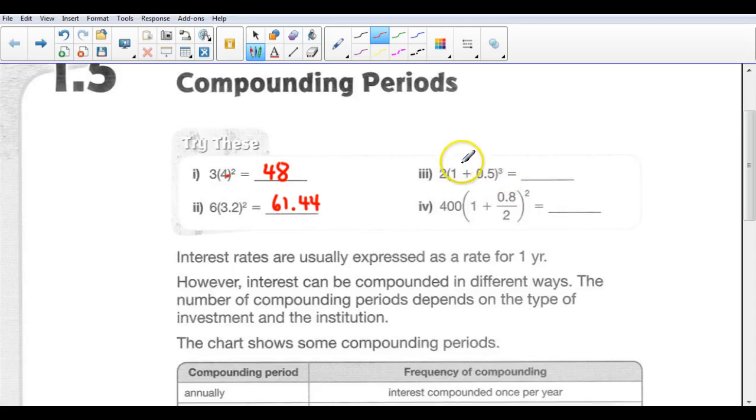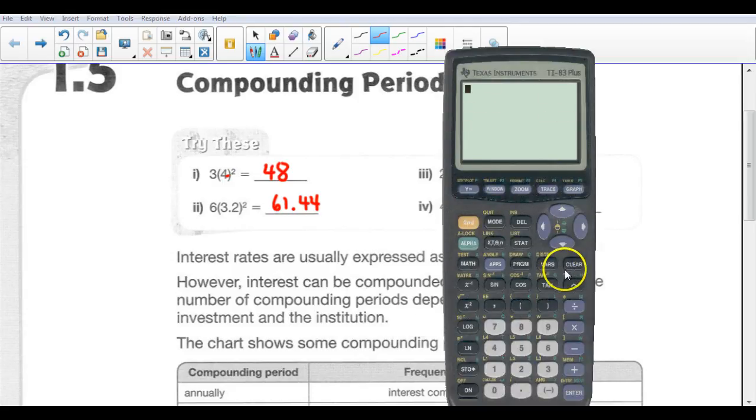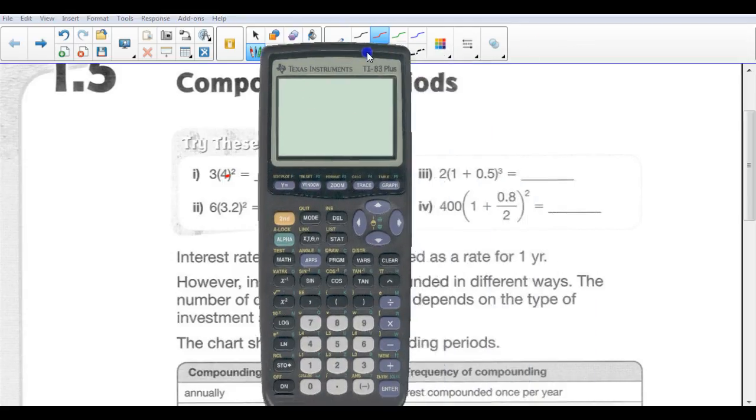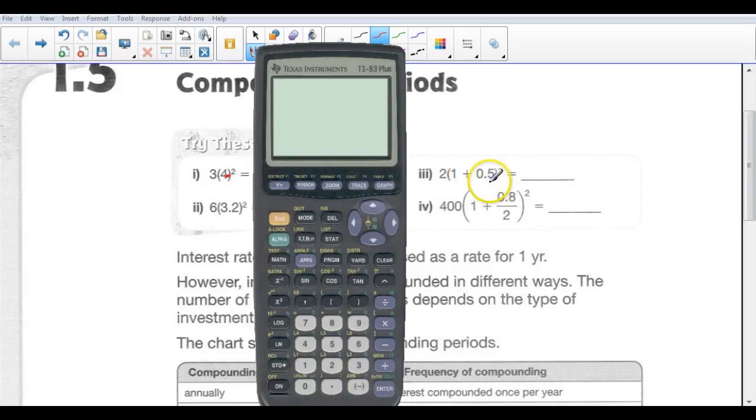Okay, over here, this looks familiar. This is from the compound interest formula. So we've got 2 times 1 plus 0.5 cubed. We have to do what's in the brackets first, then put it to the exponent, and then multiply it by 2. We have to do it in the correct order, otherwise your answer is going to be wrong. So 1 plus 0.5 is 1.5. Sometimes you can do the math in your head if it's easy enough. We have to put that to the exponent of 3, so go up arrow 3, hit equals, and then I multiply it by 2, and I get an answer of 6.75.